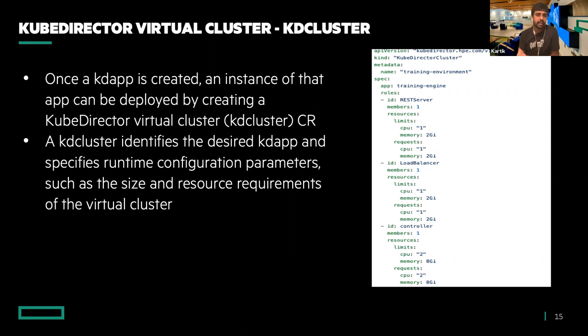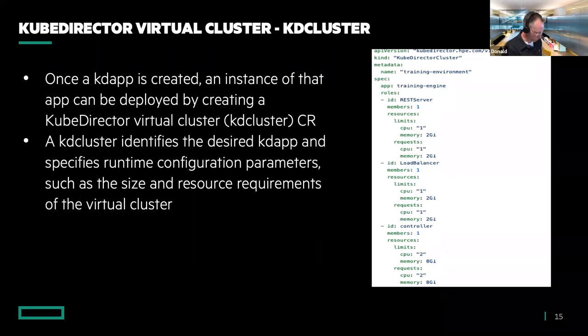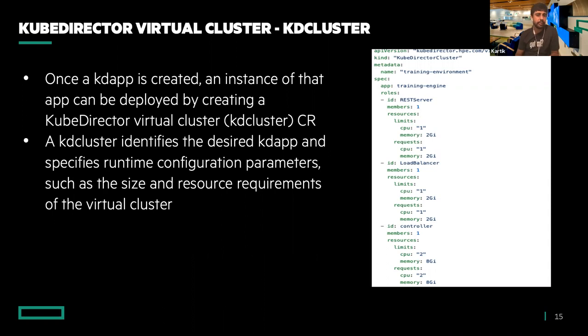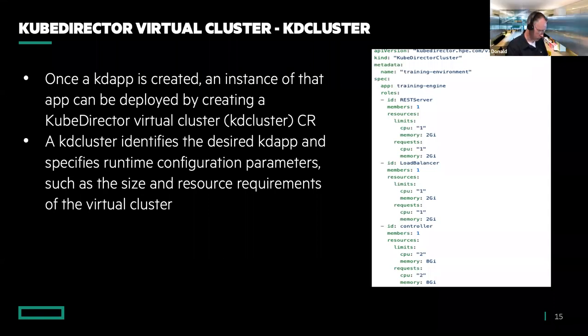So a KubeDirector cluster relative to a KubeDirector application looks relatively simple if you look at the YAML. Here you've already predefined your application, which in this case, inside spec, is training engine. Inside that, you've already defined your roles while defining the app. So now all you're doing is, for every role, you're asking for how many members and what's the resource for every role. For this presentation, we don't have a GPU YAML, but you can provide GPU while requesting a resource.